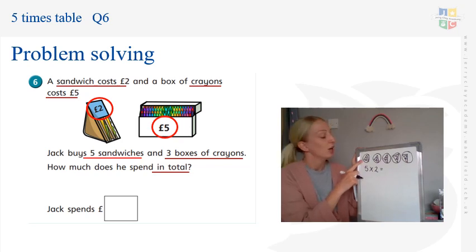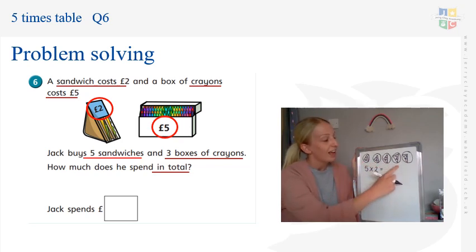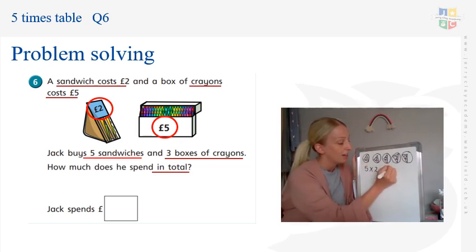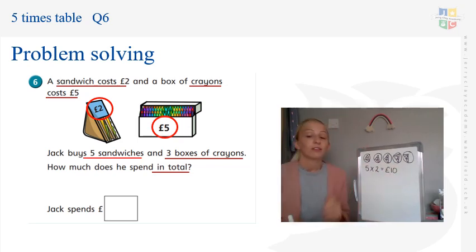And I can do this using my pictures to help me. Let's count in twos. 2, 4, 6, 8, 10. And remember, they're all £2, so it's going to be £10. So my sandwiches cost £10.